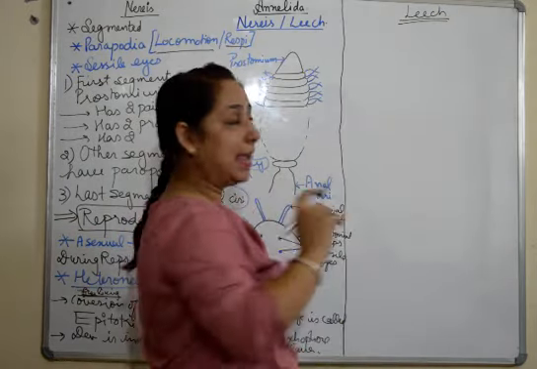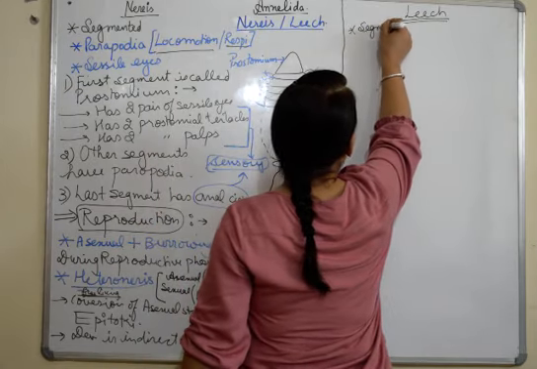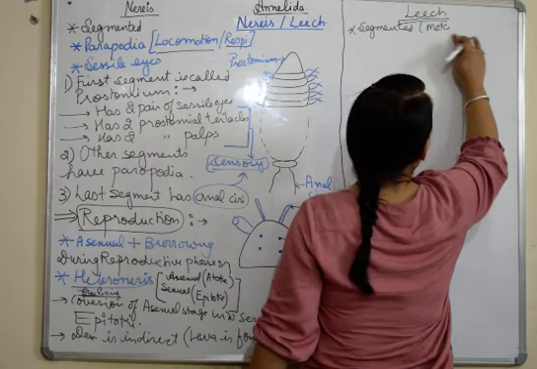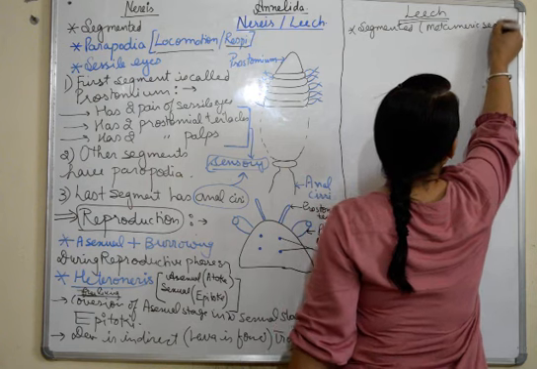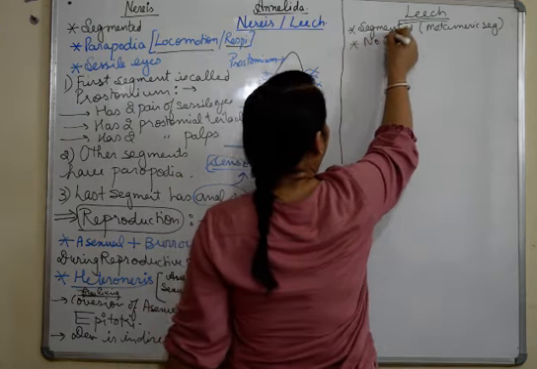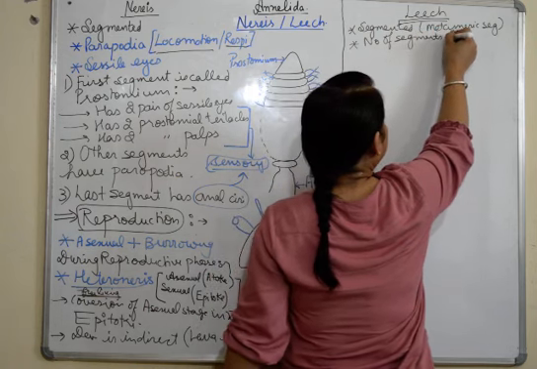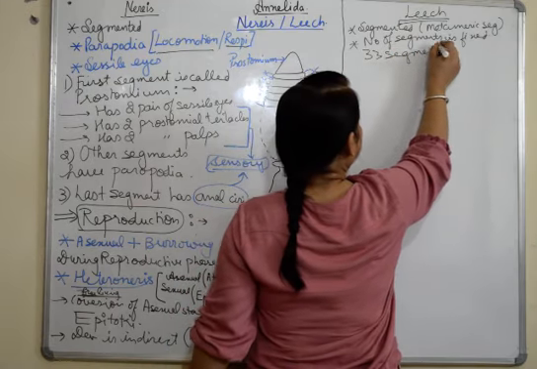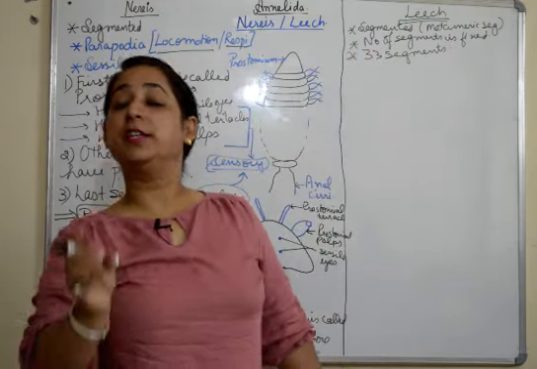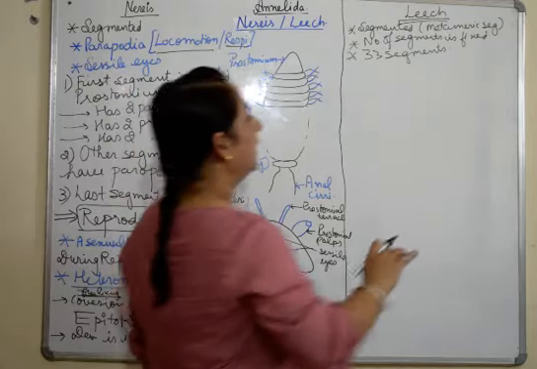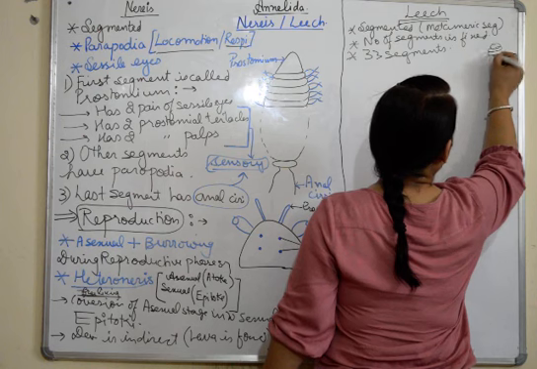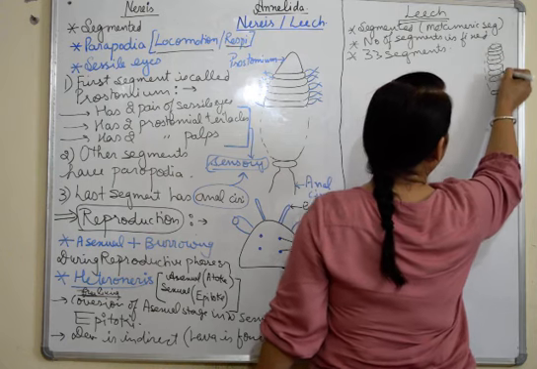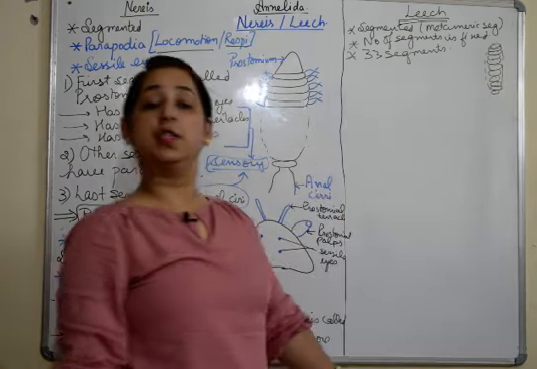Now leech, again, it is segmented, it is metameric segmentation, but here the number of segments is fixed. Leech has only 33 segments present in it. Fine. So this is a significant feature. Not more, not less, 33. So if you see the structure, it has these 1 to 33 segments present here. I'll just not count, so this is the structure.